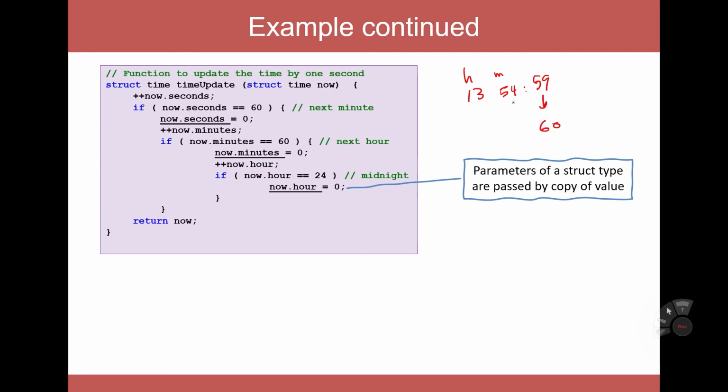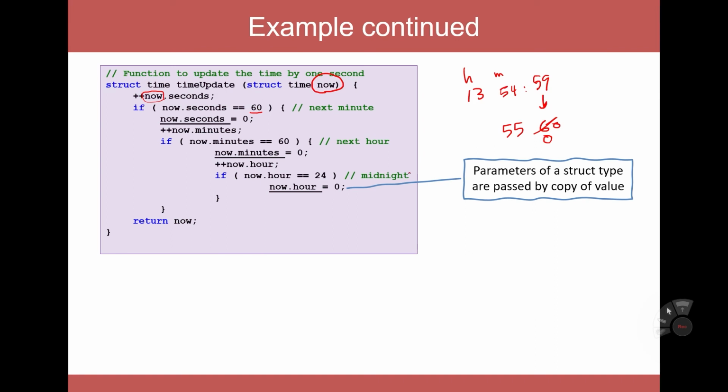So when this one becomes 60, I would check the value after I increase it by 1. Increase the second of now by 1. After you increase by 1, check, is it equal to 60? If it's equal to 60, then change this one to 0. So change now dot second to 0, and increase the minutes, to 55, for example, in our case.